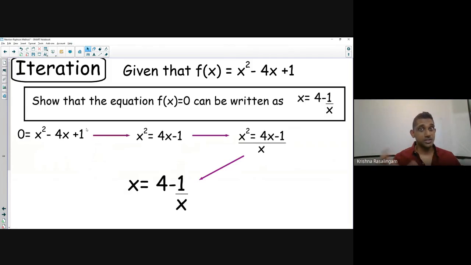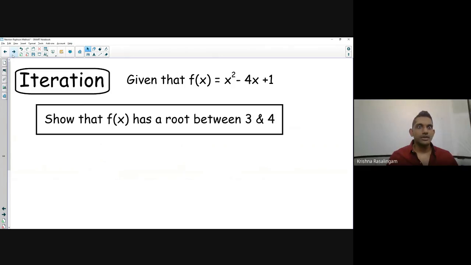So typically these questions are exam questions paired together, iteration and Newton-Raphson. Now I'm asking you to find the root or show that there's a root between 3 and 4 for the same function. Now this is GCSE. Yeah, so what we do is we sub x equals 3 in. If the root's between 3 and 4, we know that 3 isn't enough and 4 is too much.